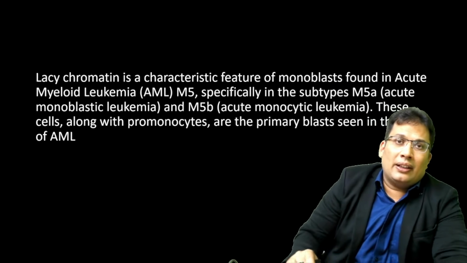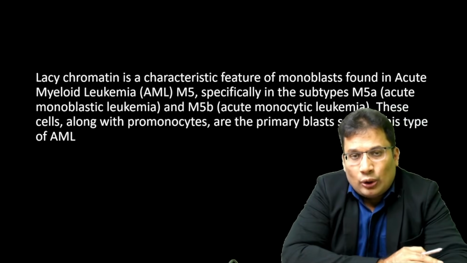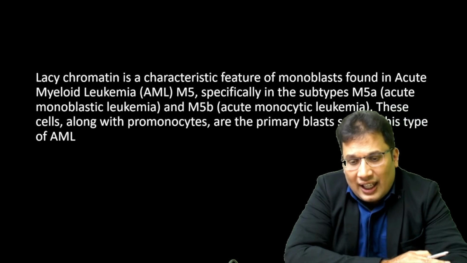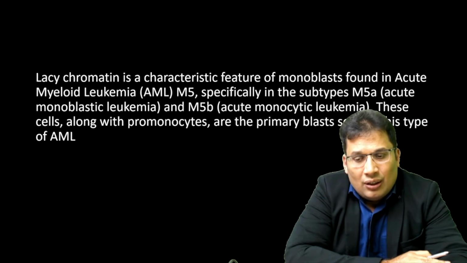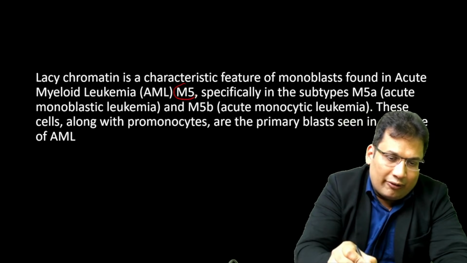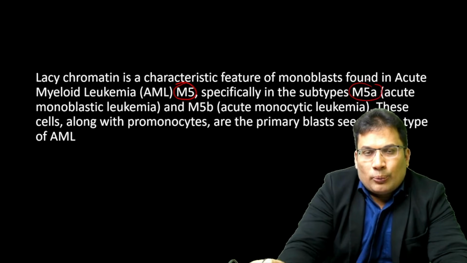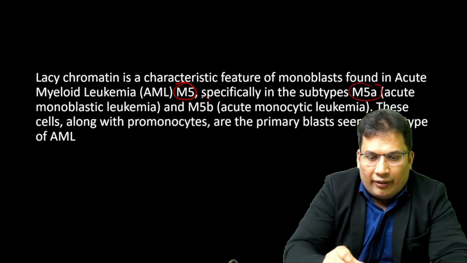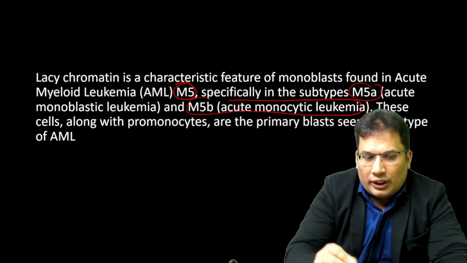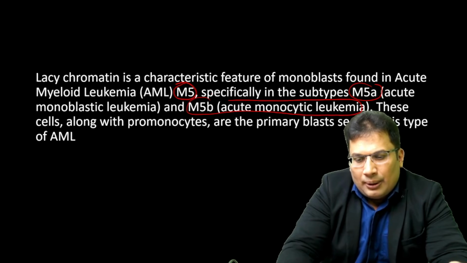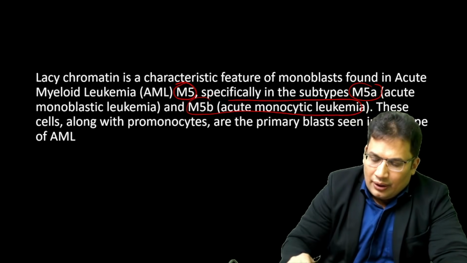AML, that is acute myelocytic leukemia or acute myeloid leukemia. Lacy chromatin is a characteristic feature of monoblasts found in acute myeloid leukemia M5. So this is basically M5. In M5A, that is acute monoblastic leukemia, and M5B, that is acute monocytic leukemia, these cells along with the promonocytes are the primary blasts in this type of AML.